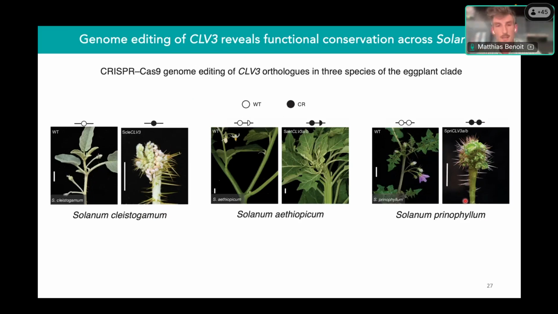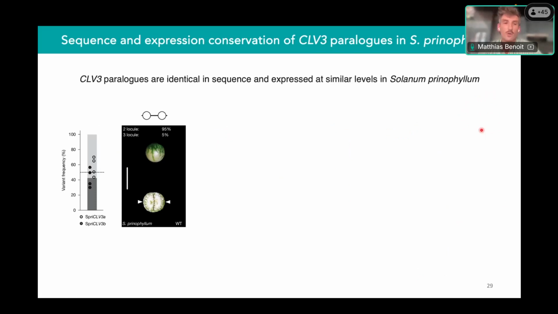But Solanum Prinophyllum gives us the opportunity to test something, in my opinion, even more interesting, which is to test how redundant the two clavata3 copies we detected in this species are. So instead of mutating the two clavata3 copies of Solanum Prinophyllum at the same time, we decided to go for a strategy of targeting each copy independently.